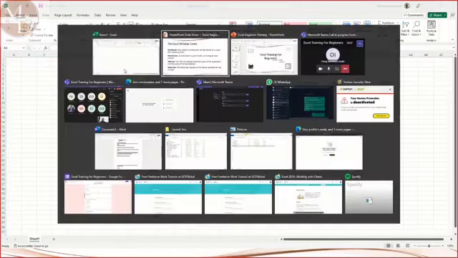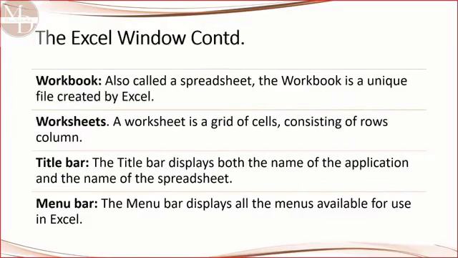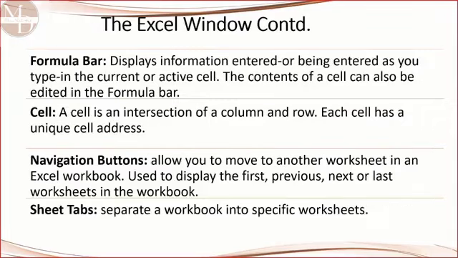Let's go back to our class. Then you have your title bar. Title bar displays both the name of the application and the spreadsheet. Then your menu bar displays all the menus in use in Excel or your application. Don't forget, whatever you have in your Microsoft Excel also exists in Microsoft Word. Only few differences depending on the unique application that is used by each. Then your formula bar. Formula bar displays the information you entered as you type in the current or active cell.